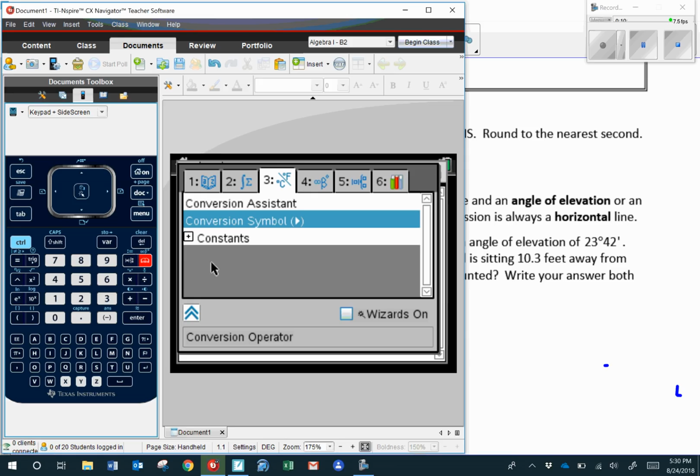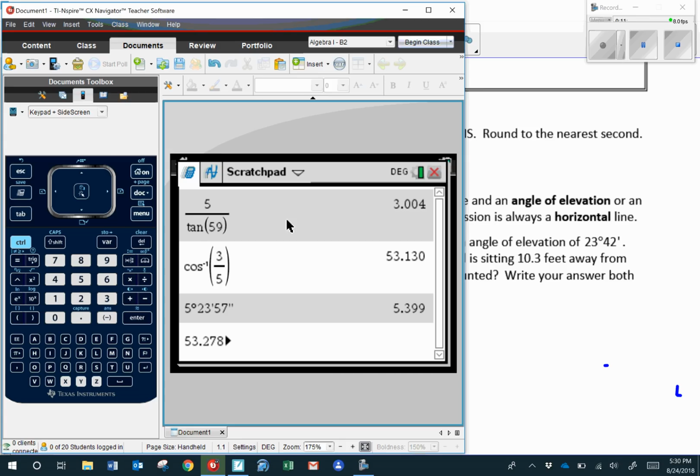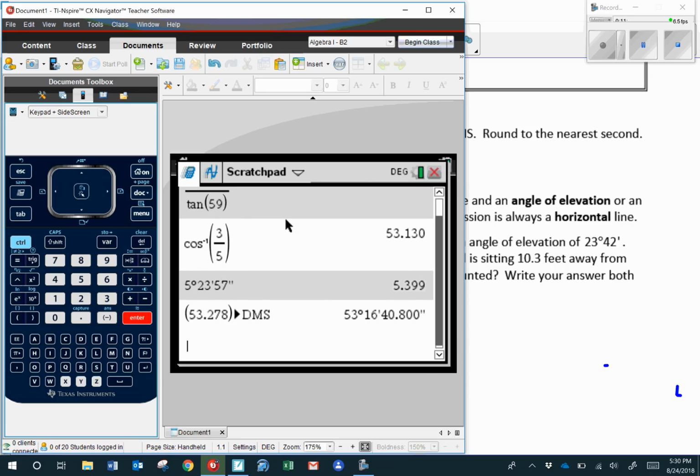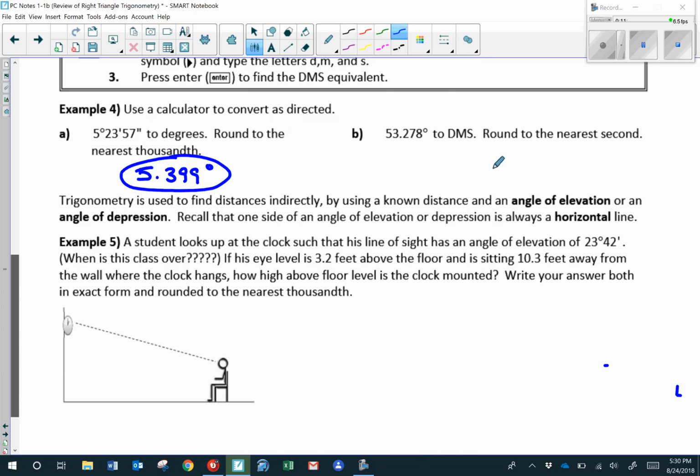And menu number 3 has what's called a conversion symbol. You're going to want to select the conversion symbol, and you get that little triangle. Now we just have to tell it what we want to convert to. So we want to convert to degrees, minutes, and seconds. Type the letters D, M, and S, and then press enter, and your calculator converts that to degrees, minutes, and seconds. So that would give us 53 degrees, 16 minutes, and 41 seconds if we're rounding.